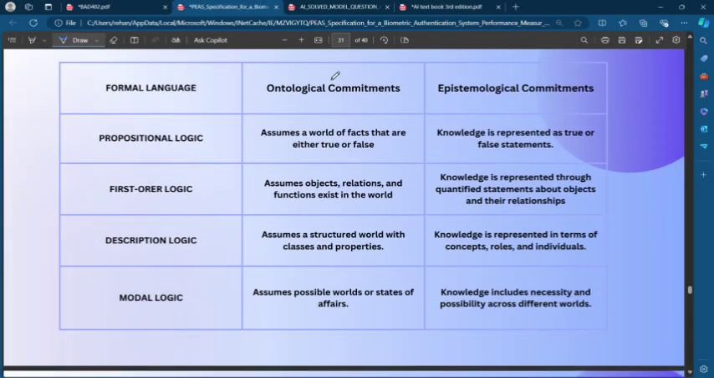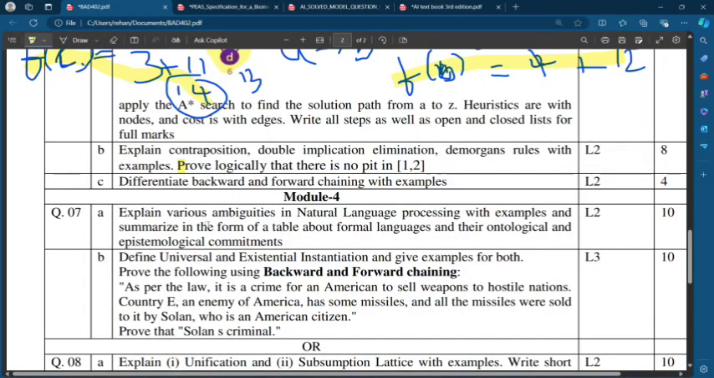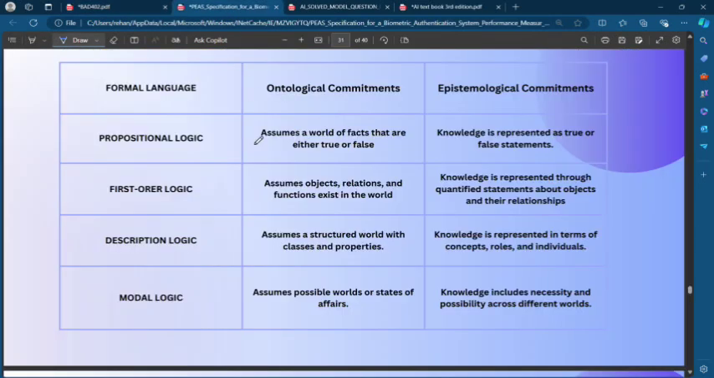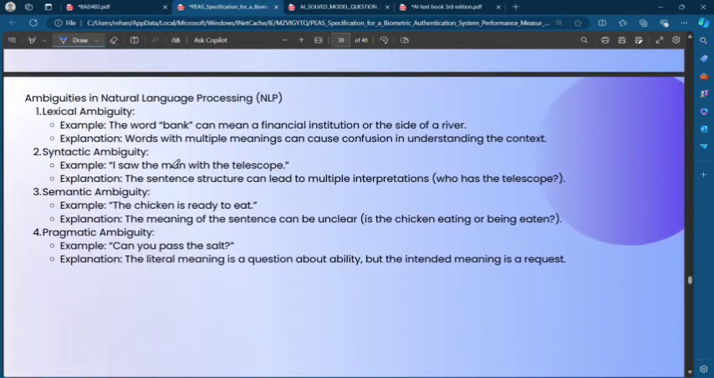Just see here. What was the question? Explain various ambiguities in natural language processing with examples and summarize in the form. Ambiguities in natural language processing. Lexical ambiguity: the word bank can mean a financial institution or the side of a river. Bank, river bank. Explanation: words with multiple meanings can cause confusion in understanding the context.